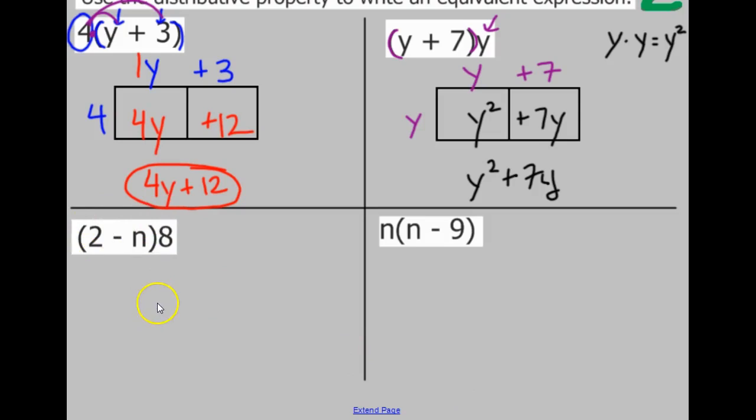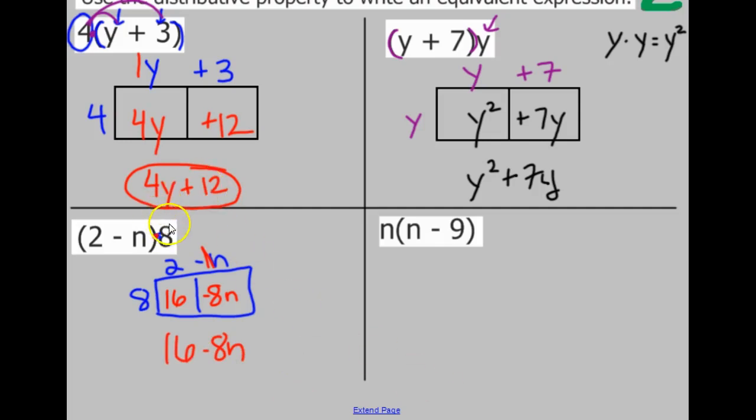Moving along, I don't have a box drawn here, but you can draw one. In our classroom we have 2 minus n, and our teacher that's touching our parentheses is really the 8. 8 times 2 is 16. We're multiplying, they're touching. And 8 times negative n, that's really a negative 1n. Well, 8 times negative 1 is negative 8. And there's an n there. So your answer is 16 minus 8n. Some of you may be able to do this by multiplying like this without drawing the box. That's okay.